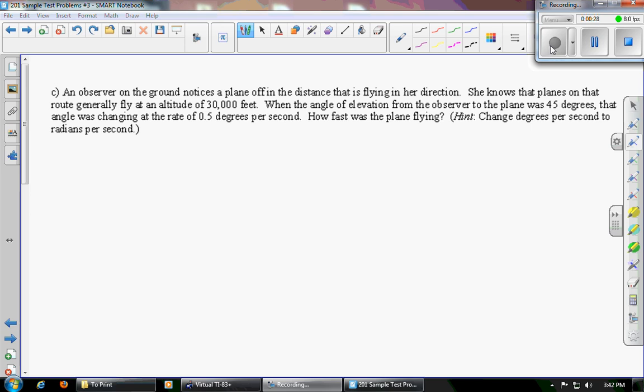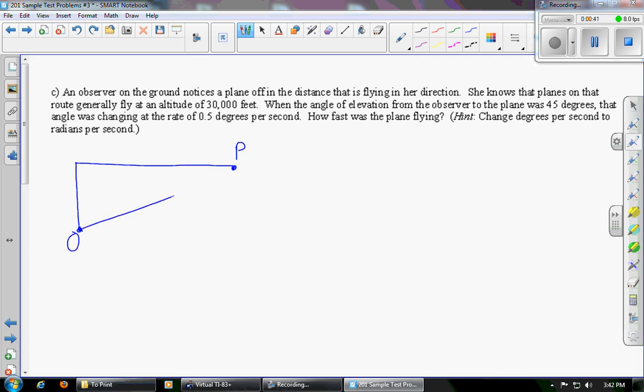Okay, so let's draw a picture here. I'm going to put my observer right there on the ground, straight up, and then out here somewhere is the plane. So observer is O, P is plane, and she is looking straight at the plane as the plane flies towards her. So let's see if we can get some of these numbers into the problem. The planes generally fly at an altitude of 30,000 feet, so I think it's safe to assume that the height here is a constant 30,000.